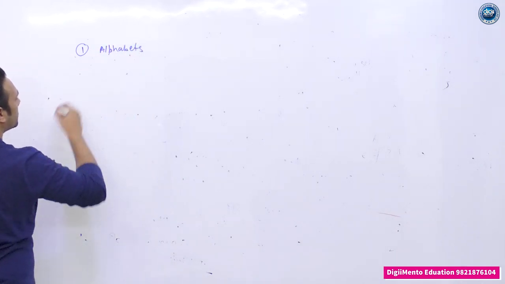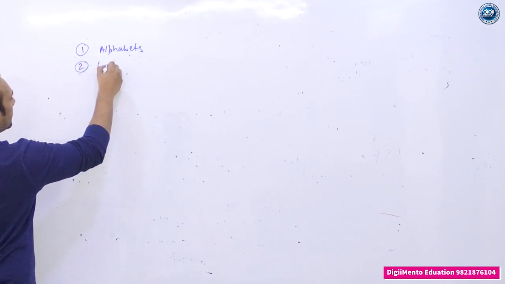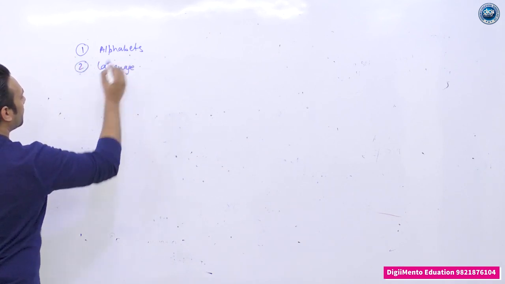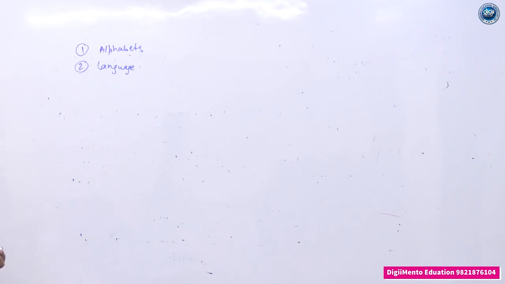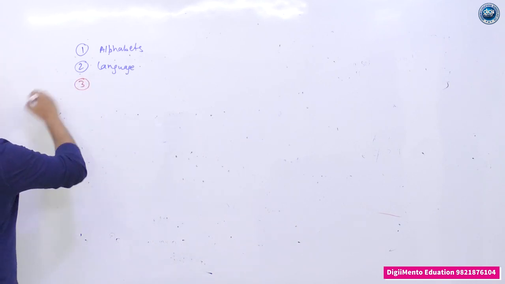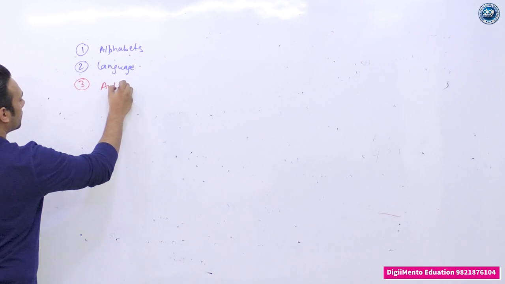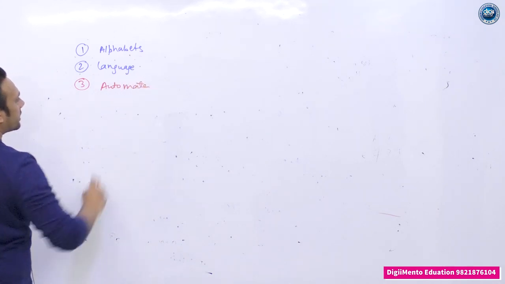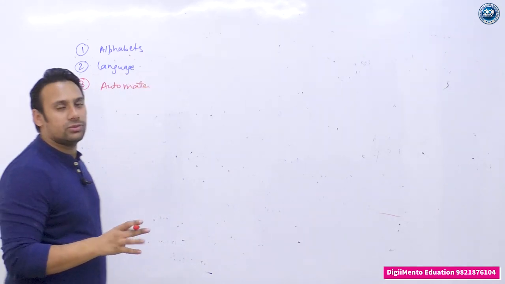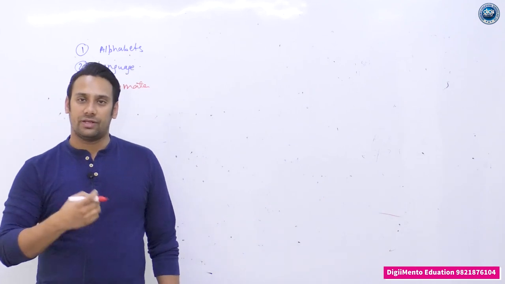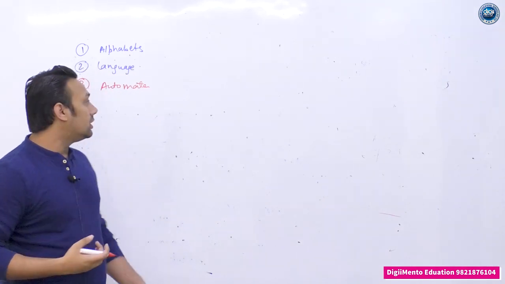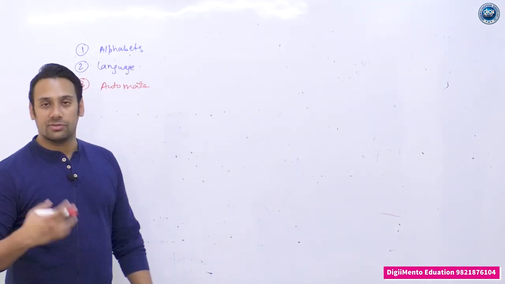I know what are the alphabets, and I know what is the language. Till now we have seen an example of the alphabets, and we have seen the example of the language also. Now after this, we want to understand what is an automata. I'm just giving an overview right now: what is the alphabet, what is the language, and what is an automata. I'm still going to cover these languages in more detail.